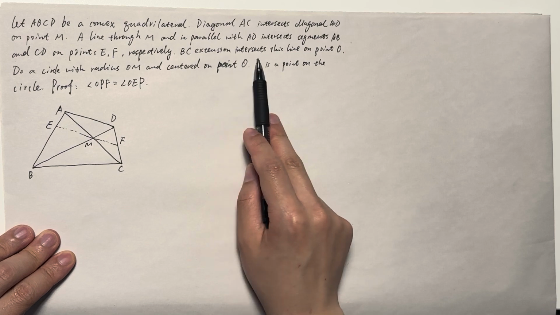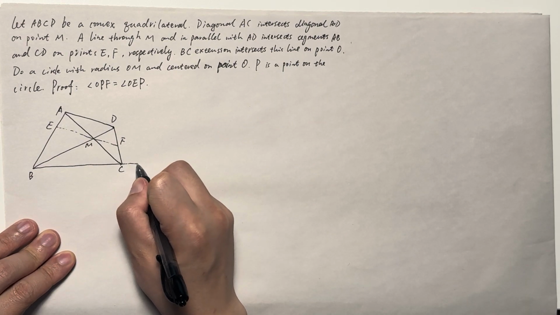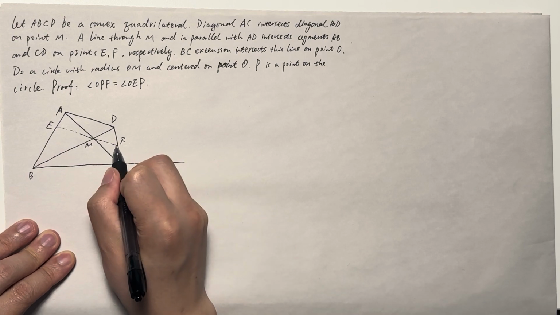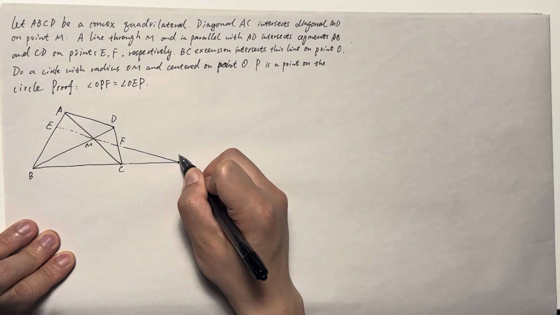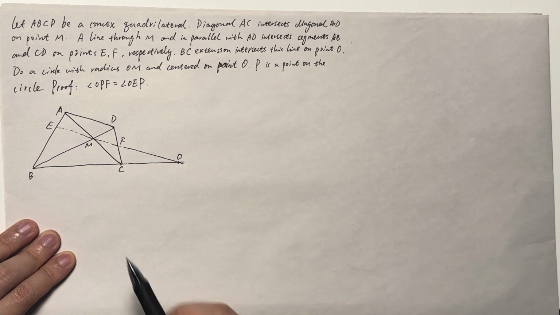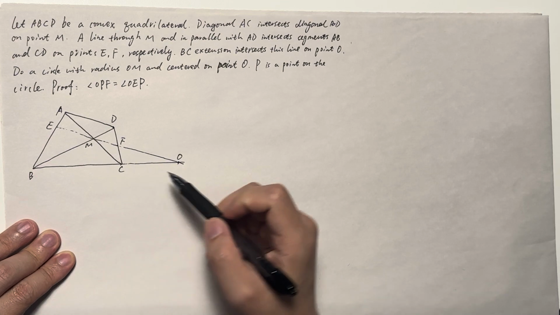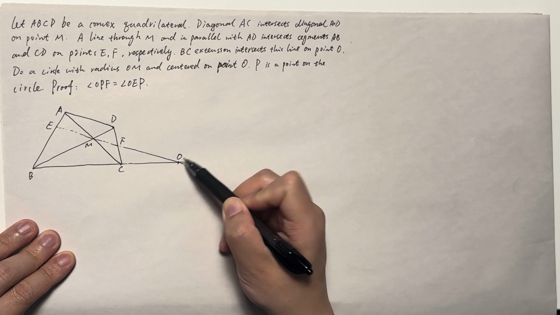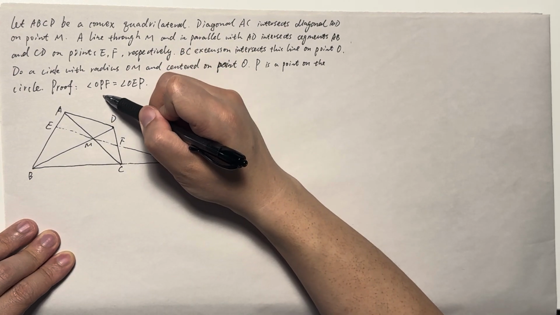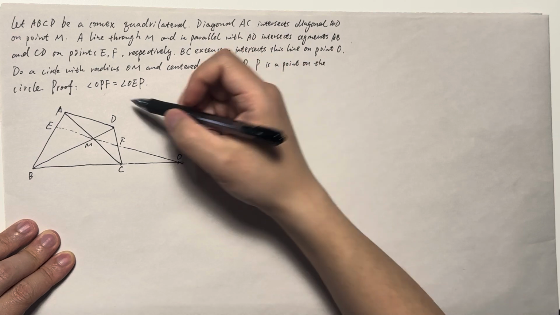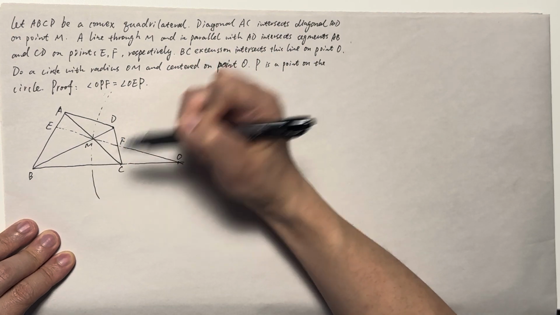The BC extension intersects this line at point O. So the BC extension intersects this line at point O. Draw a circle with radius OM centered at point O. P is a point on the circle. Because the circle would be very large, let's just draw an arc of the circle.